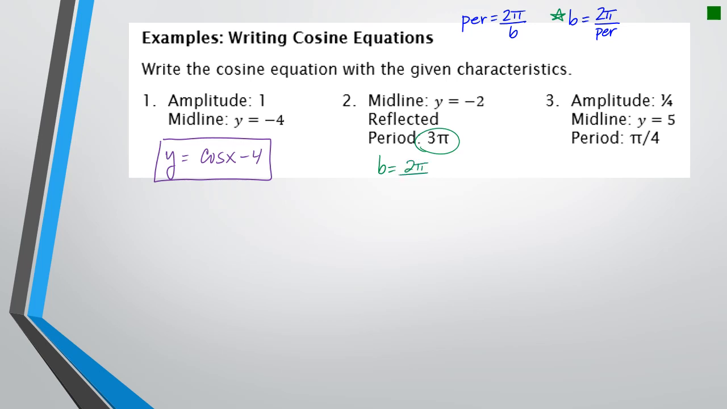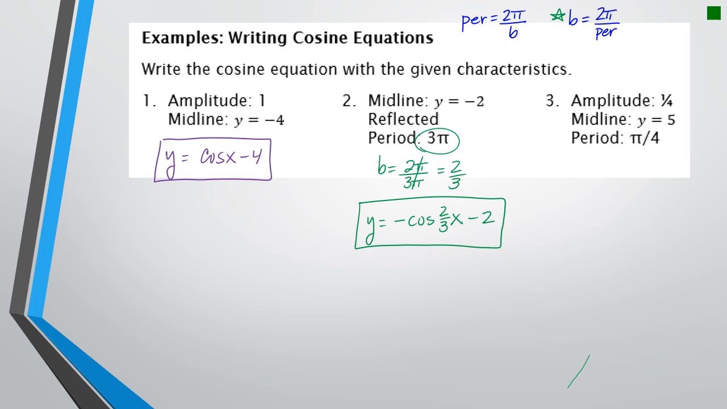So I'm going to do 2 pi divided by period. The pi's cancel each other out, and that leaves me with just 2/3. So that would be my b value. So for my equation, I need the negative for the reflection. B goes in between cosine and x, and then my midline goes at the end. So this would be our final equation for number 2.